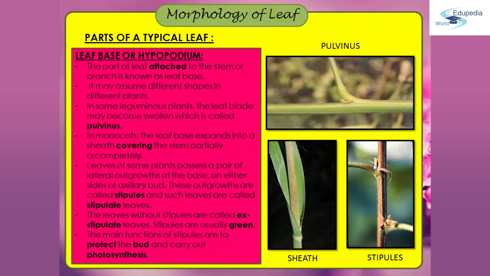Stipules are usually green, so that's why they are usually green in nature. The main function of stipules is to protect the bud, and they carry out photosynthesis also because they are leaf-like. Okay, so this was the first part of a typical leaf, that is the leaf base or hypopodium.